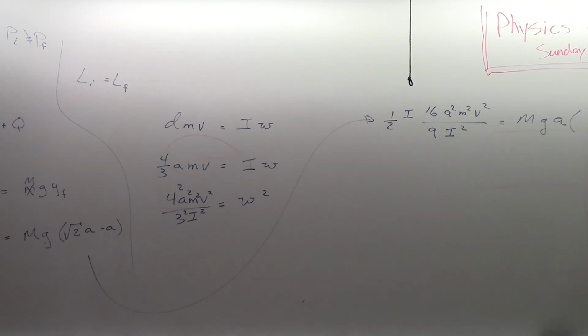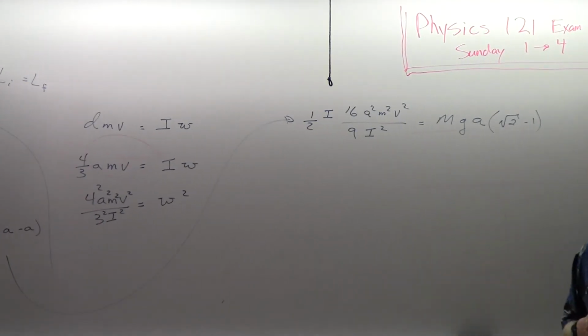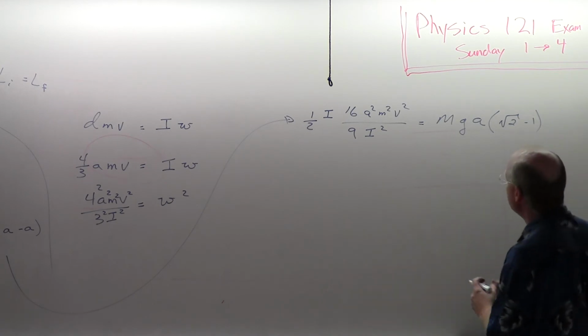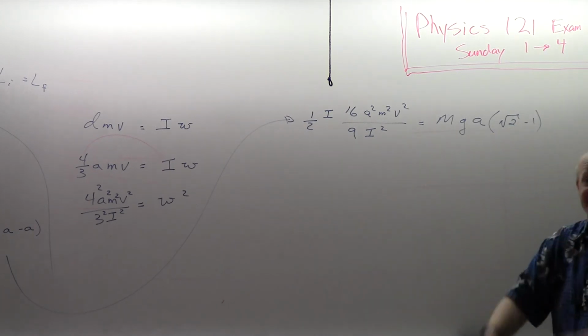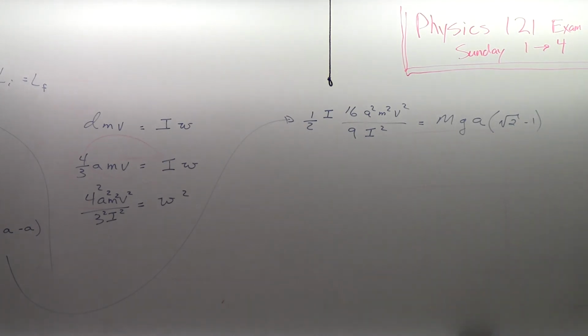Root 2, should I leave it as root 2 minus 1? Root 2 minus 1, why not? Tempted to just put 0.414, I mean that's in a decimal form, but I'll leave it that way so you'll see it in your notes where it came from. And so now I can solve for V, yay, there it is, right? Solve for V.